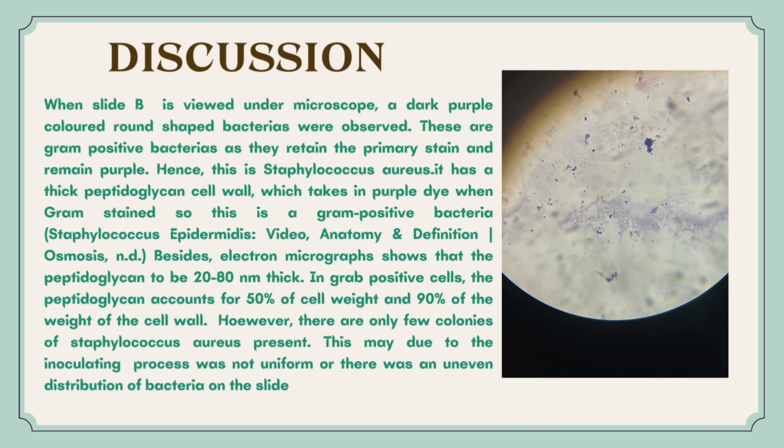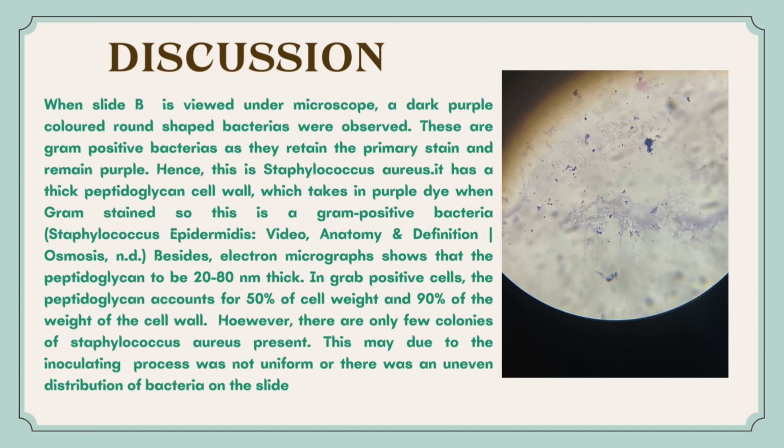Let's look at the discussion of slide B. When slide B is viewed under the microscope, dark purple colored, round-shaped bacteria were observed. These are gram-positive bacteria as they retain the primary stain and remain purple in color. Therefore, this is a Staphylococcus aureus bacteria. It has a very thick peptidoglycan cell wall which takes in purple dye when gram-stained. So, this is a gram-positive bacteria.